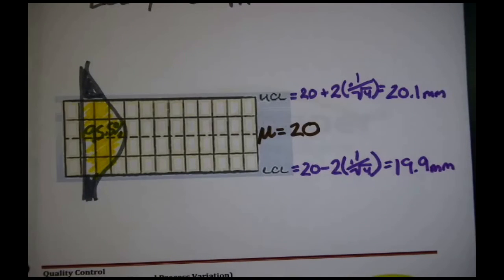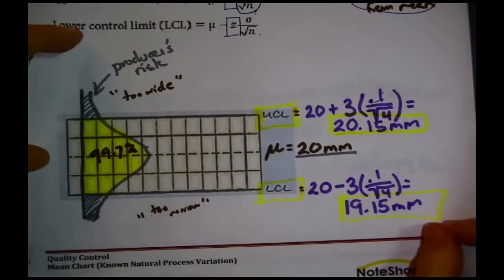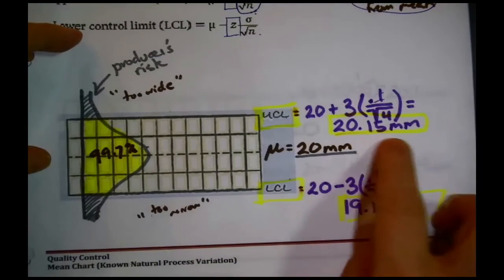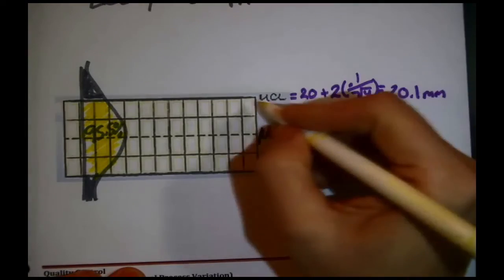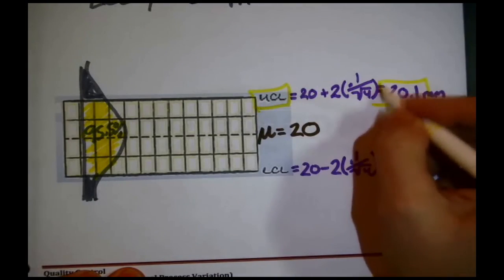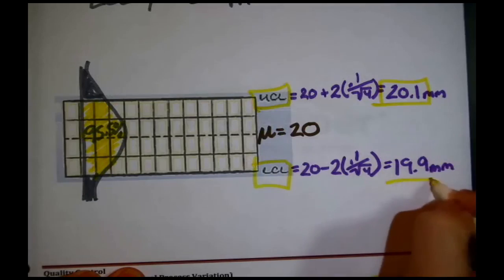Now, interesting. How does it compare to the chart before? Here it was 20.15, 19.15. Here, upper control limit 20.1, lower control limit 19.9. Do you notice that in agreeing to tolerate a little bit more producer's risk, what the manager has done is commissioned a chart that, in the case of the second question, is essentially narrower.